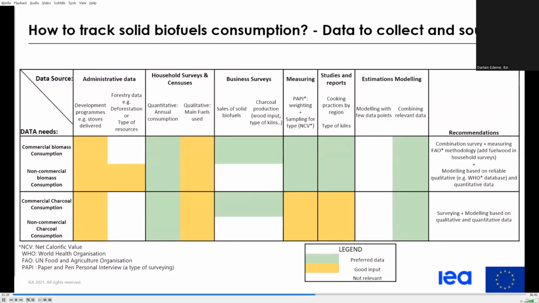Estimation and modeling. Here we have to be careful as consumption patterns change, and we can't just assume that people consume in the same manner as 20 years ago. So there is also access to clean cooking to take into account. Note that it is important to continue collecting resources data, that is forest data, as well as charcoal production by type of plants. It is essential to track how sustainable biofuels consumption is.